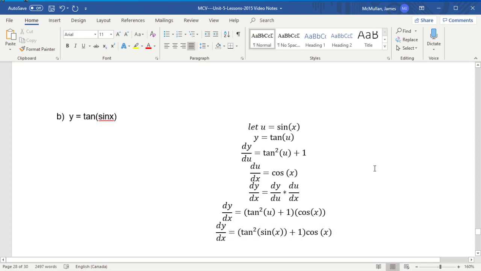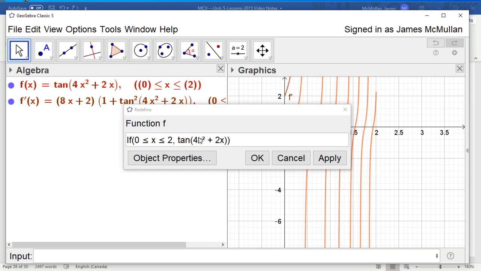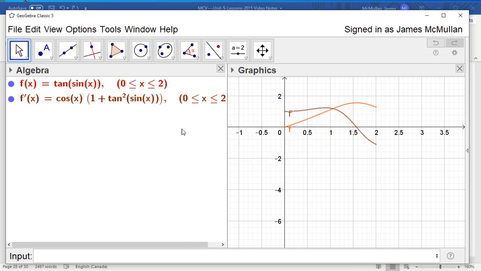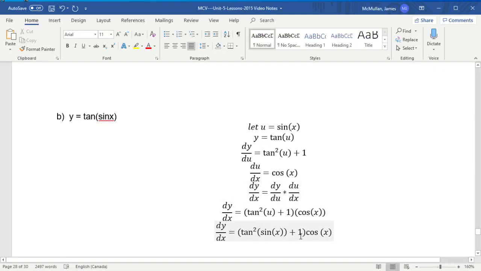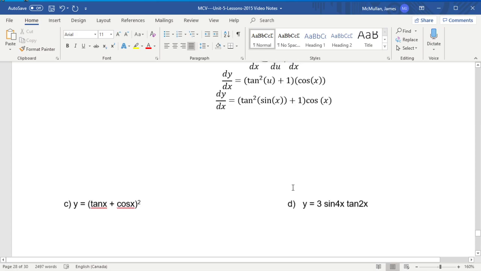Again, let's just use GeoGebra to quickly check. So this time I want tan of sine of x, and then the derivative is a cos x multiplied by 1 plus tan squared of sine x, right? Exactly what we said it should be.